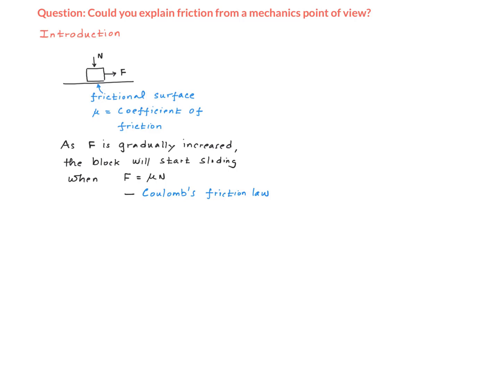And this is what is called the Coulomb friction law, where mu is the coefficient of friction. Mu depends on both the material forming the block as well as the surface, right? I'm sure you're all familiar with Coulomb friction law, right? So let's start from here.